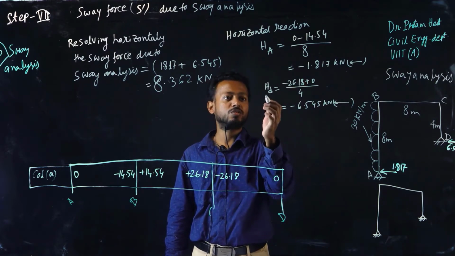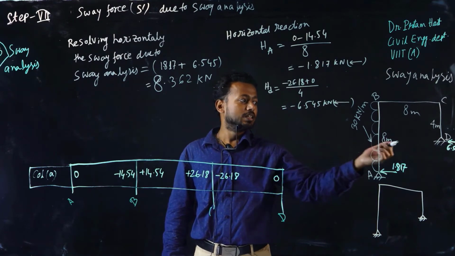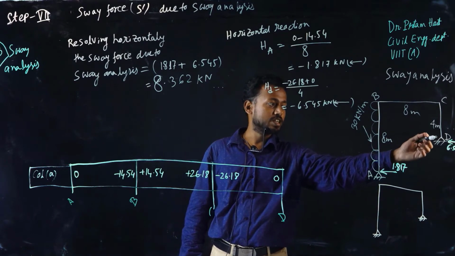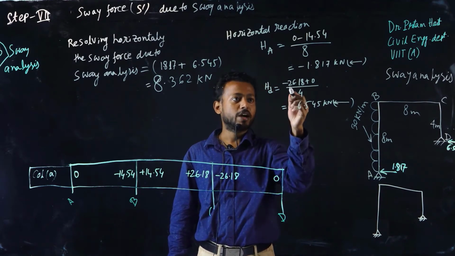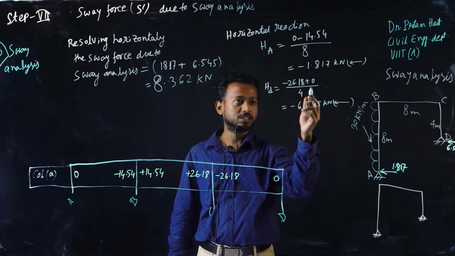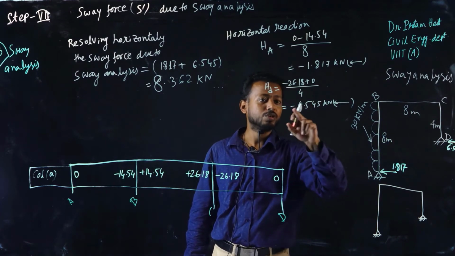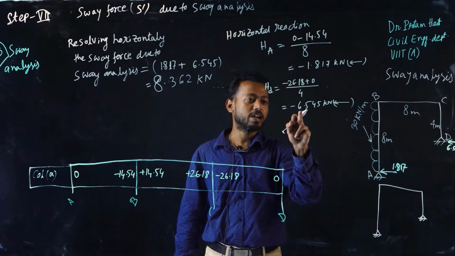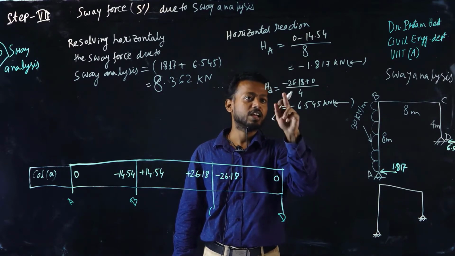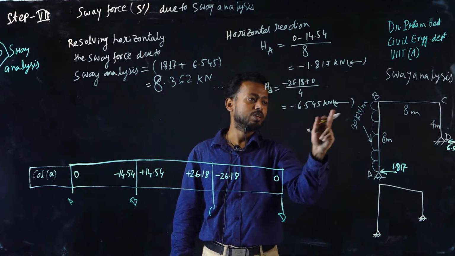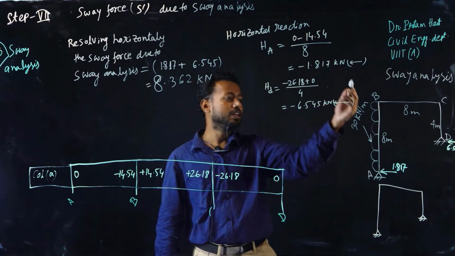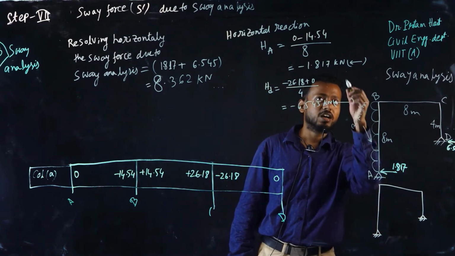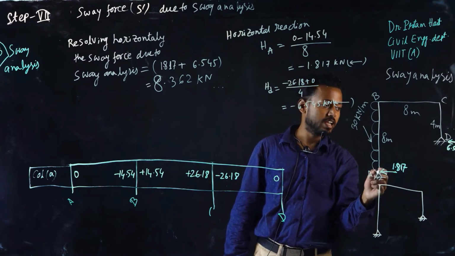Now we will find out HD, that is the horizontal reaction at point D. So MCD plus MDC, minus 26.18 plus 0, divided by height 4. So I get HD equals minus 6.54 kilonewton. Since this is minus, it is acting from right to left. Similarly you write the horizontal reaction at A and D.